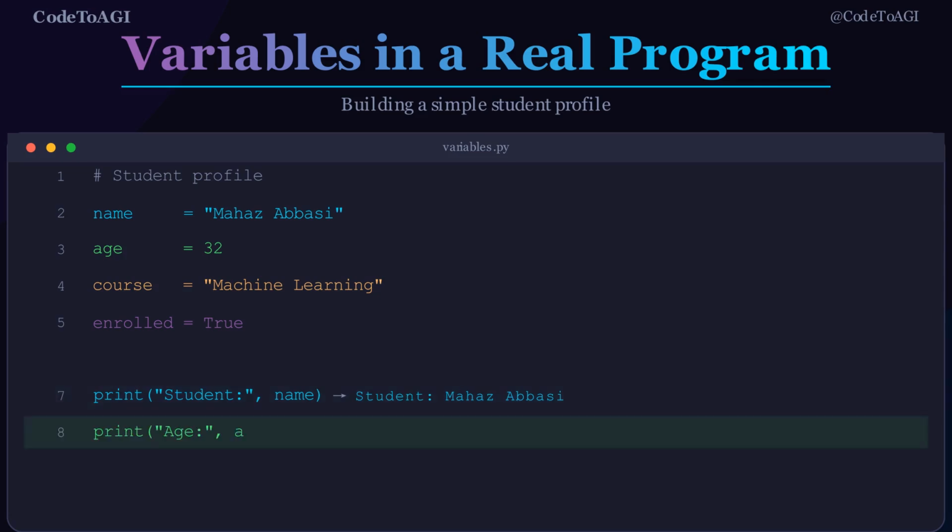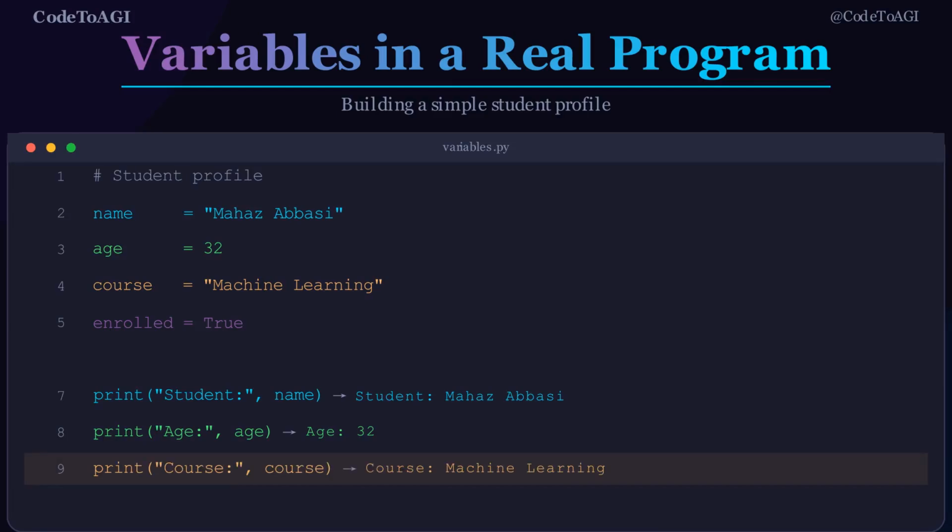Now we print all 4 variables using print statements. print(name). Python replaces name with Mahaz Abbasi and prints it. print(age). Python prints 32. print(course). Python prints machine learning. print(enrolled). Python prints True. Look at the outputs on the right. That is a real working Python program. You just built a student profile system using variables.